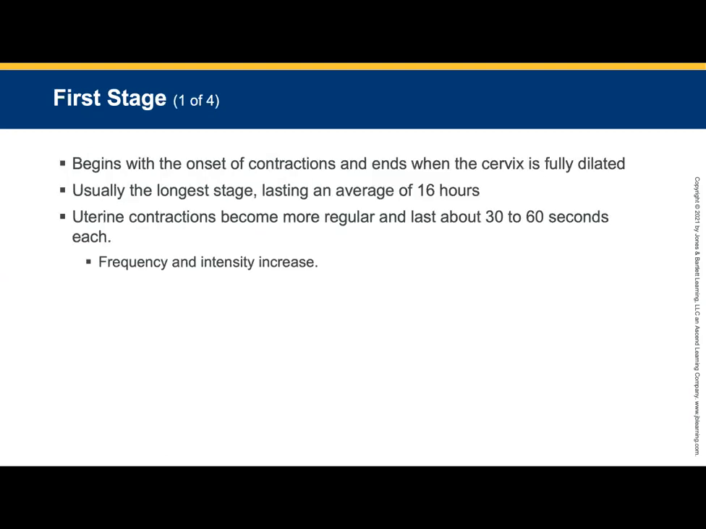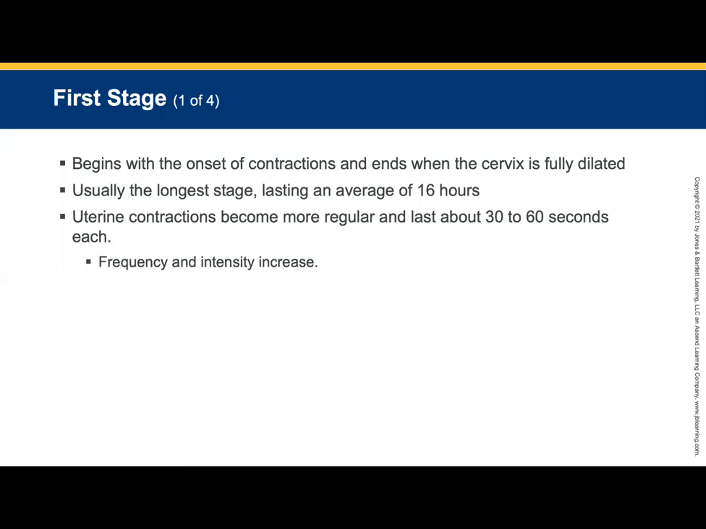The first stage begins with the onset of contractions and ends when the cervix is fully dilated. The first stage is usually the longest, lasting an average of 16 hours for the first delivery.